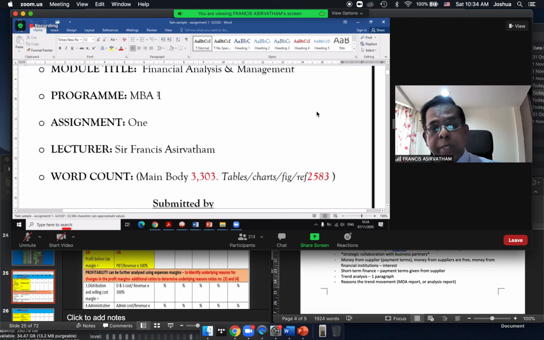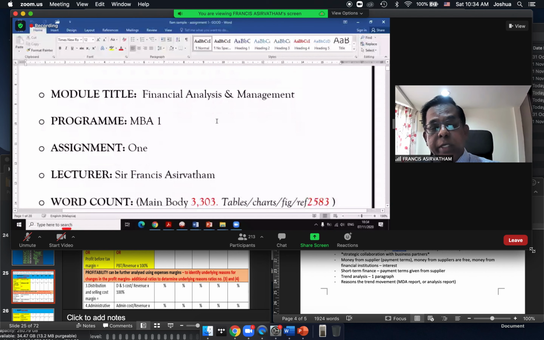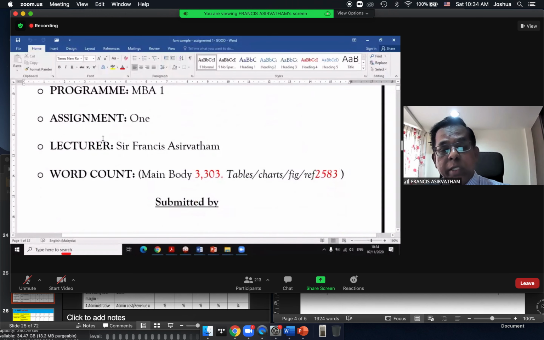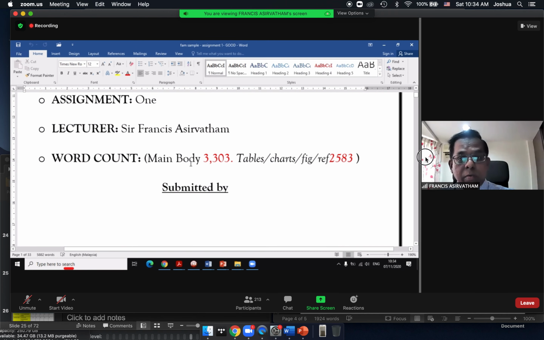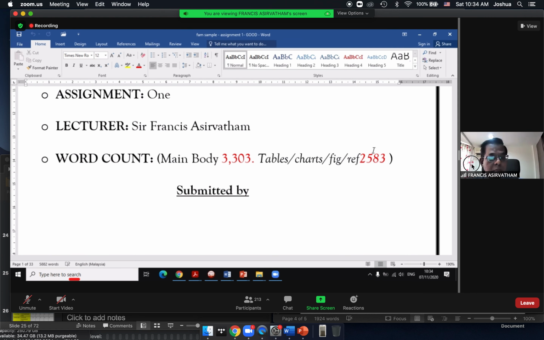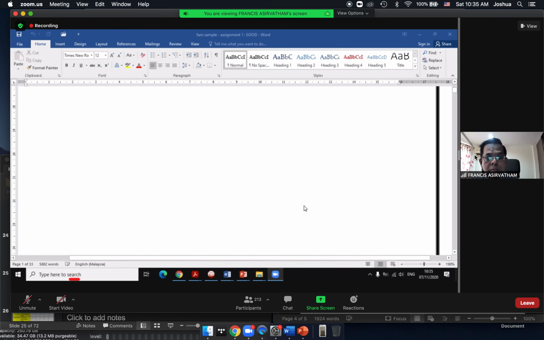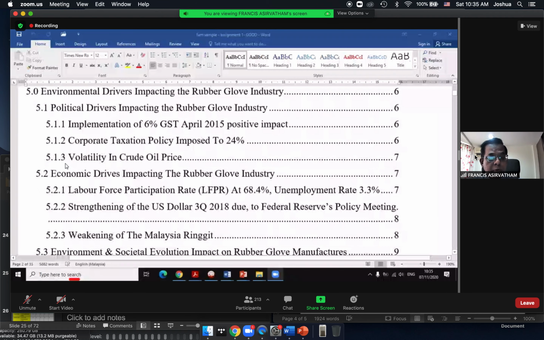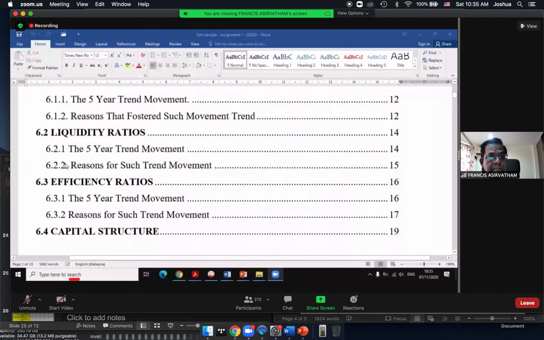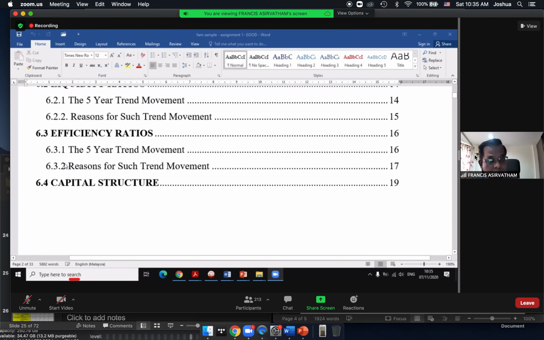This is the cover page, as I mentioned earlier. The cover page is very detailed. He put who the lecturer is and the main body, how much. And if you look at the word count, 5,000 words. That's why he has given you the breakdown of the word count. So you have the executive summary, all the detailed table of contents, all fully numbered because it's a report.